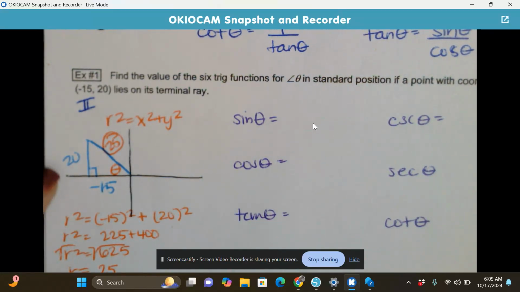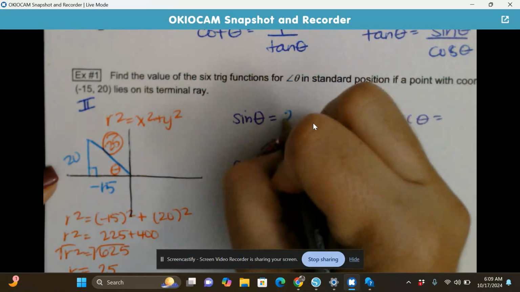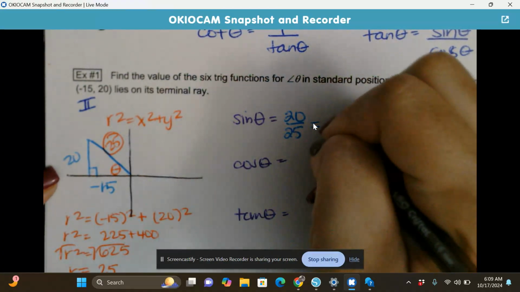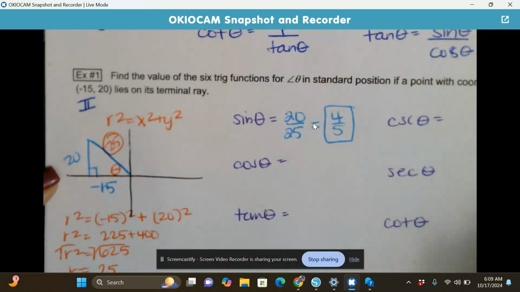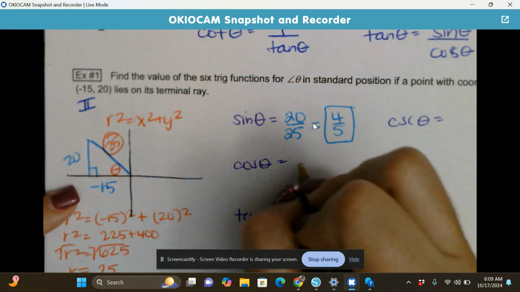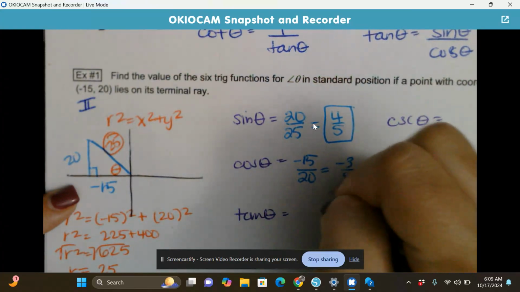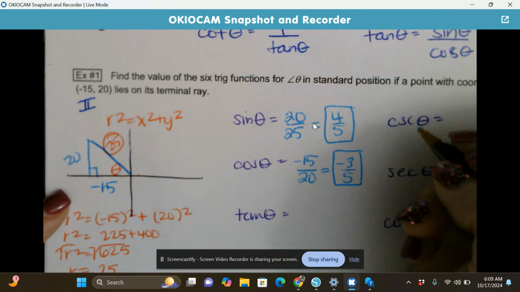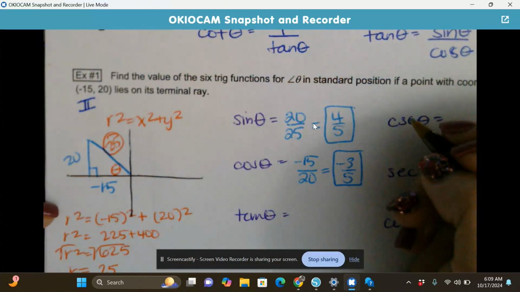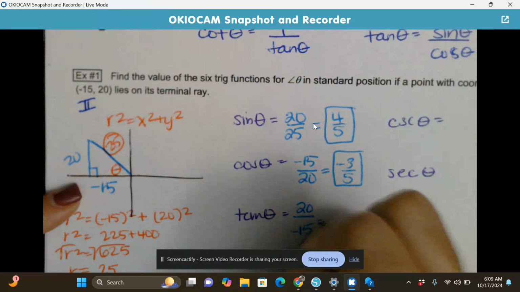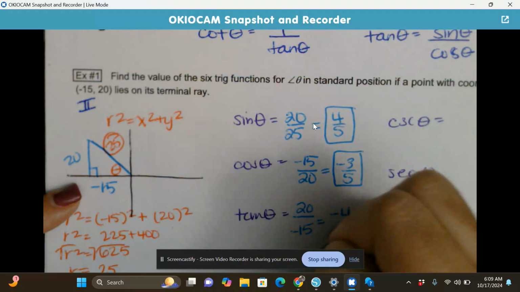Sine is y over r. Y is going to be 20. R is 25, and then we're going to simplify that down to 4 over 5. Cosine is x over r, so that's negative 15 over 25, which simplifies down to negative 3 over 5. Tangent is y over x. So y is 20, x is negative 15, and that simplifies down to negative 4 over 3.